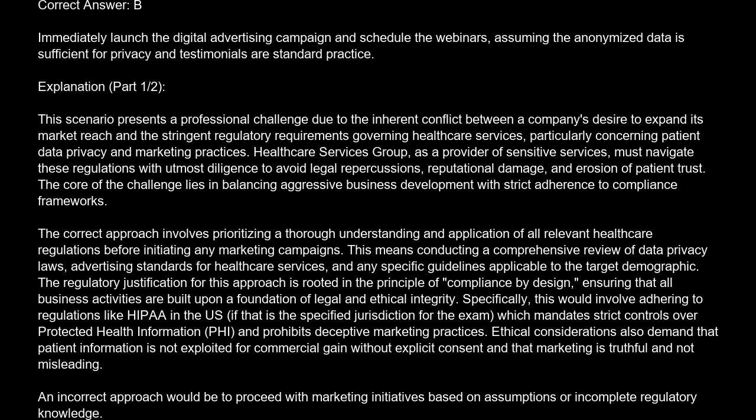Ethical considerations also demand that patient information is not exploited for commercial gain without explicit consent, and that marketing is truthful and not misleading. An incorrect approach would be to proceed with marketing initiatives based on assumptions or incomplete regulatory knowledge.